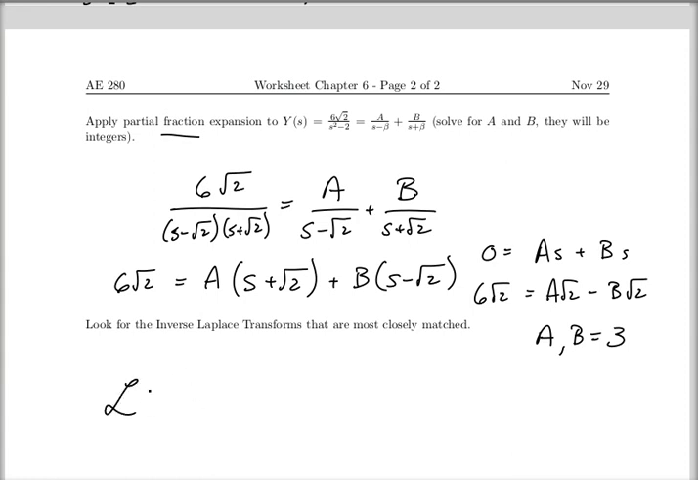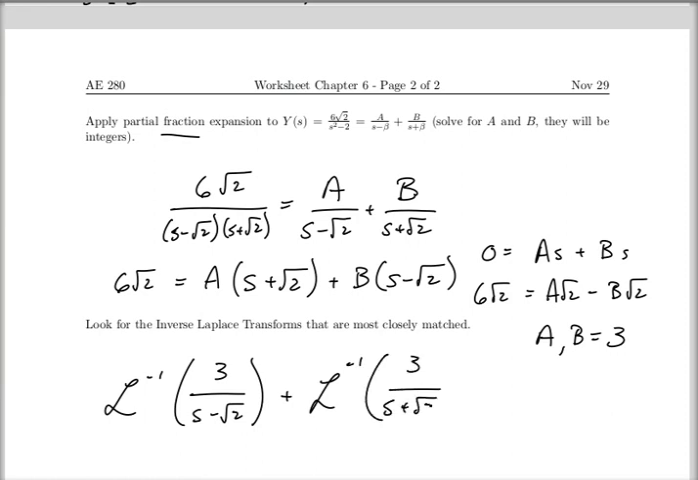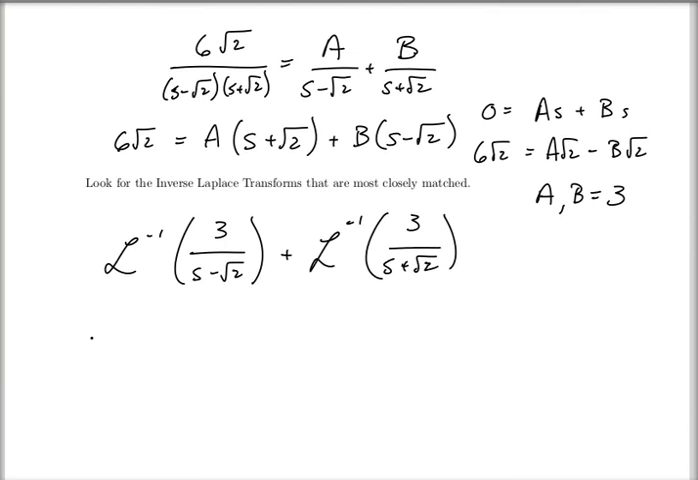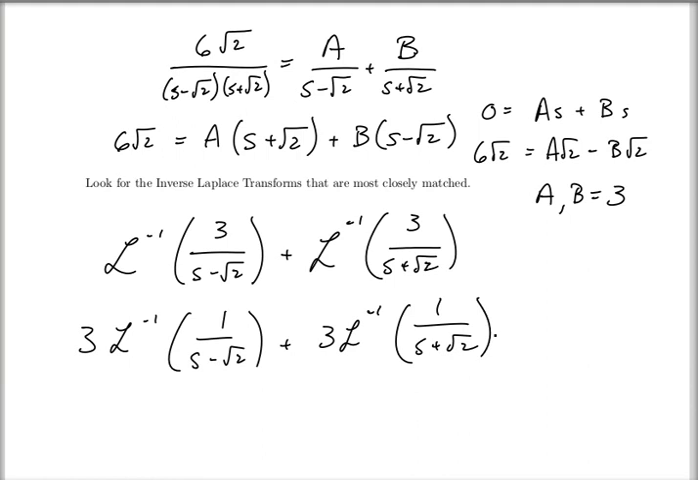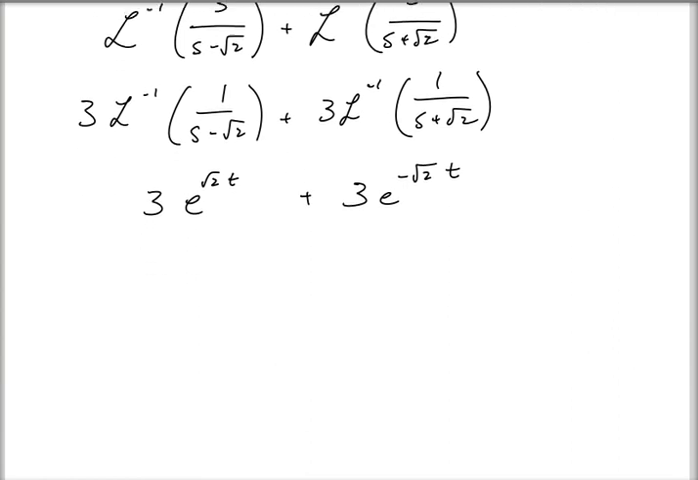So we're looking at the inverse Laplace transform of 3 over s minus square root of 2 plus the inverse Laplace transform of 3 over s plus square root of 2, which is equal to 3 times the inverse Laplace transform of 1 over s minus square root of 2 plus 3 times the inverse Laplace transform of 1 over s plus square root of 2, which is e to the square root of 2t plus 3 e to the minus square root of 2t. I think that's it. Done.